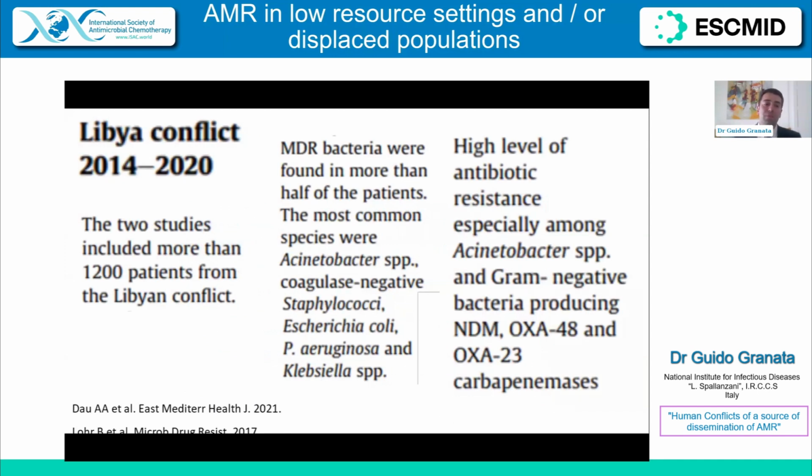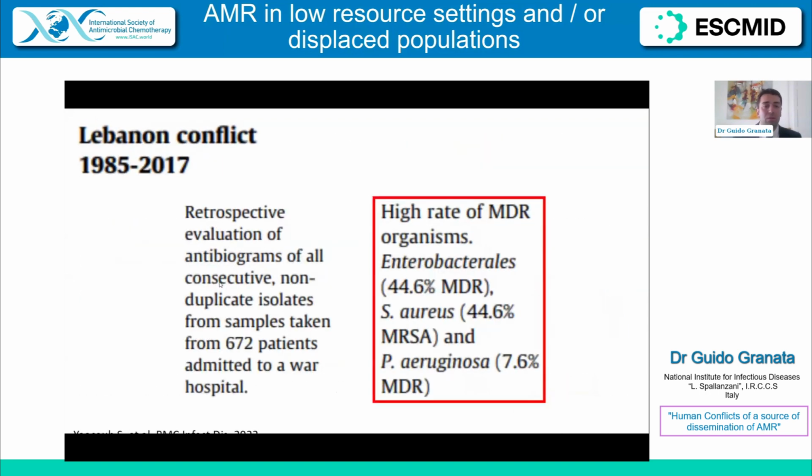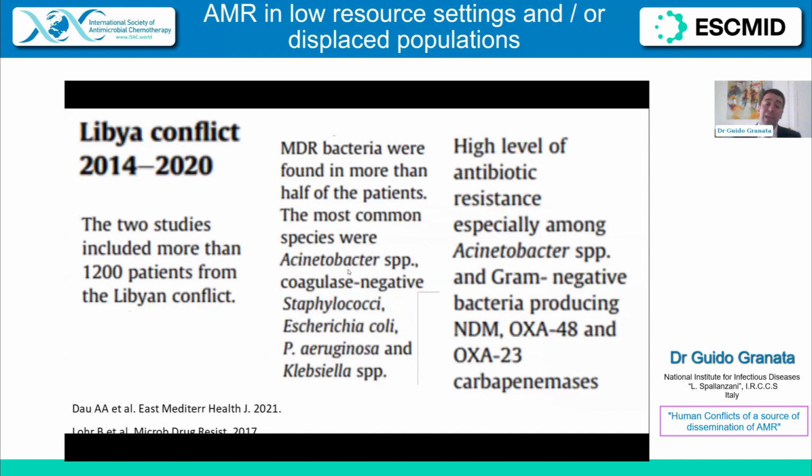Then we come to the Libya conflict, and I think during the conflict in Libya, we had more consistent data, and we have two main studies that included altogether an overall 1,200 patients, and the studies described again a high rate of multi-drug resistant bacteria. And the bacteria were mostly Acinetobacter baumannii, again, but also Staphylococcus aureus, Escherichia coli and Klebsiella pneumoniae.